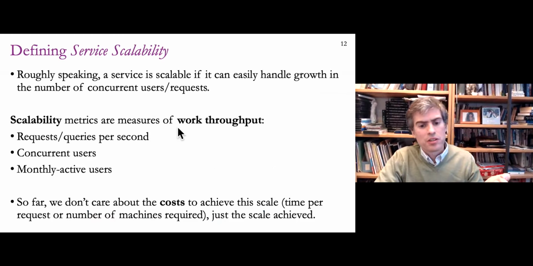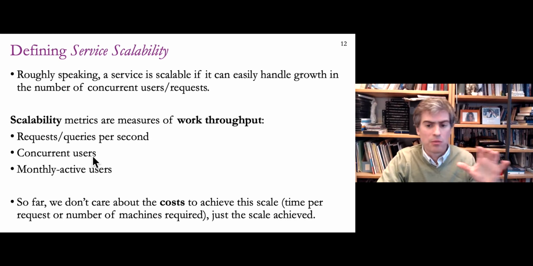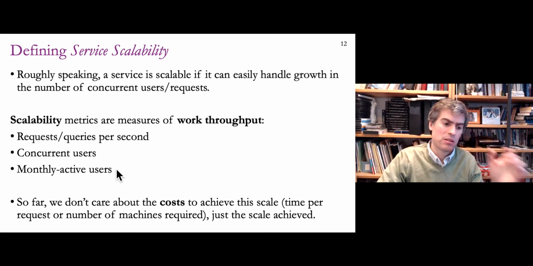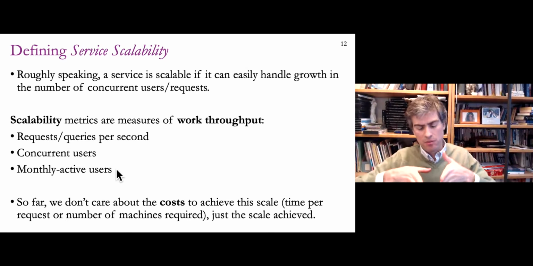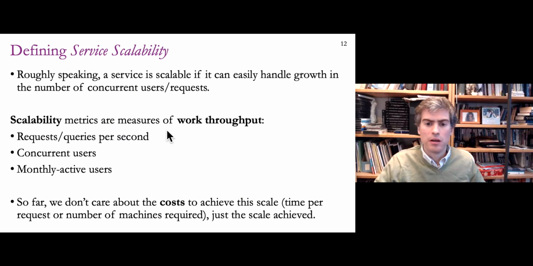So scalability metrics are measures of work throughput. Throughput is like how many things per second, right? Whether it's requests or queries per second, or maybe bytes per second, or you could measure it in terms of the number of concurrent users at more of a human level, or even the number of monthly active users, if you want to zoom out and consider a long time scale. Those are all different ways of measuring the scalability of a system or a service.